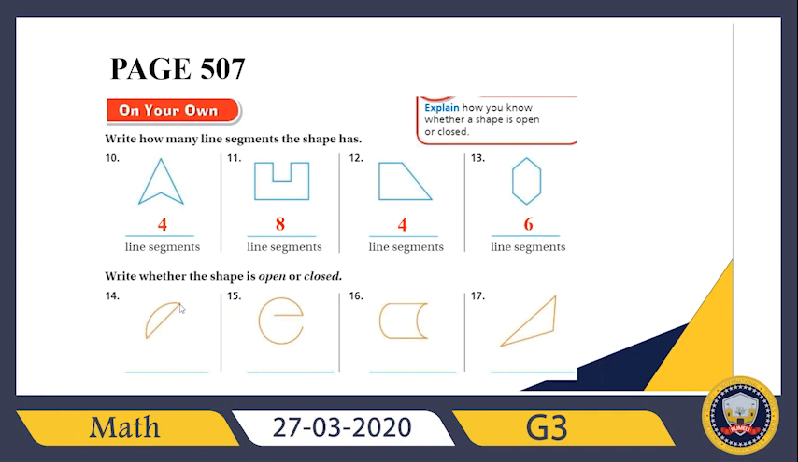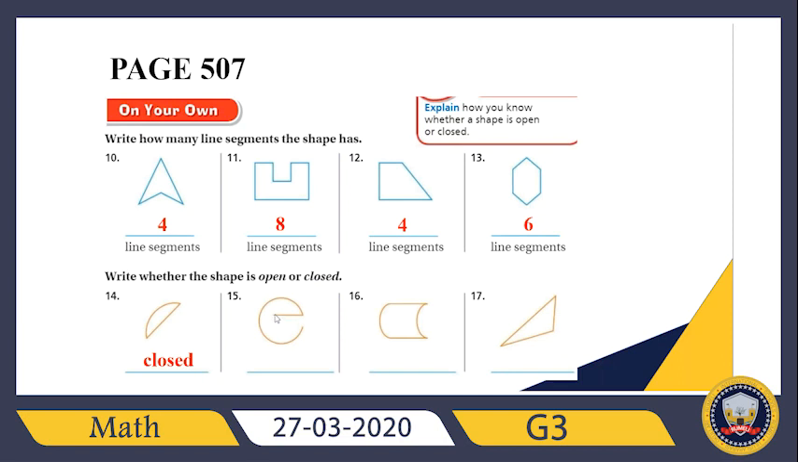I'll start from here, for example. First of all, I want to follow the line segment, and then I want to follow the curve. So when I follow, I realize my start point and end point are the same. If they are the same, this shape is an example of a closed shape. What about question 15?